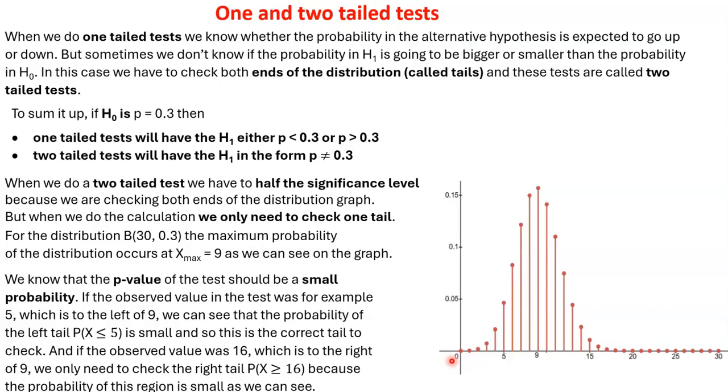And on the other side, if the observed value was, for example, 16, which is on the other side of the maximum, so let's imagine that 16 cars failed the MOT, then again, the right tail from 16 until the end, they are all small probabilities, and this will give us the right small number that we are looking for.